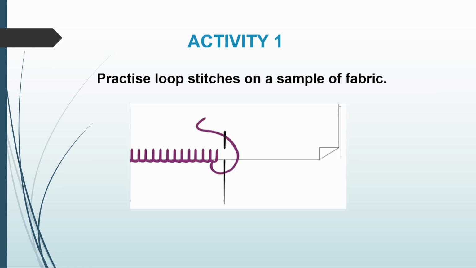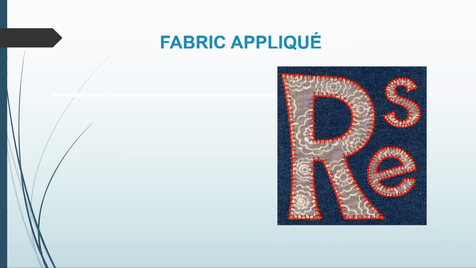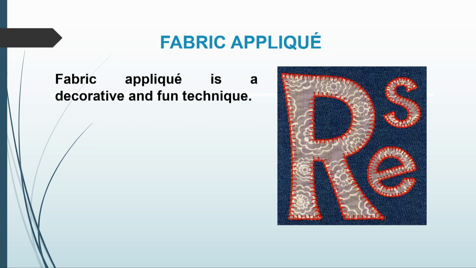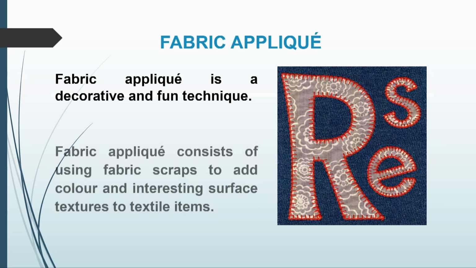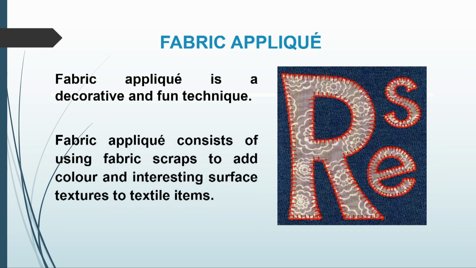Now that you know how to work loop stitches, let us see how we can use loop stitches. Can you identify the embroidery stitch used to stitch the fabric applique? Yes, indeed, it is loop stitch. Thus, loop stitches are used in fabric applique. Fabric applique is a decorative and fun technique. It consists of using fabric scraps to add color and interesting surface textures to textile item. It can be homemade or commercial iron-on motifs.